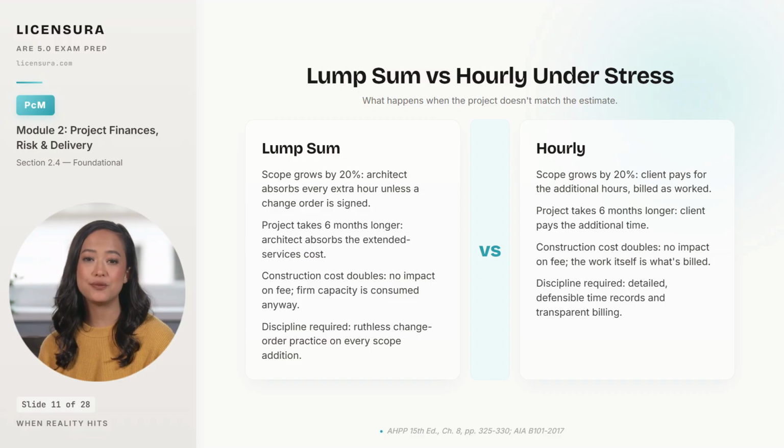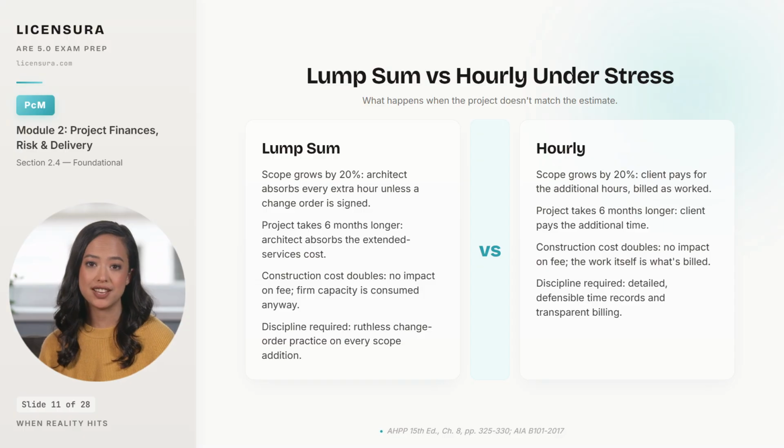The structures behave very differently under stress. Take a typical disruption. Scope grows by 20% after contract signing. Under a lump sum, the architect absorbs every extra hour unless a written change order is negotiated, which is why disciplined change order practice on every scope addition is the single most important habit a lump sum firm can build. Under hourly, the client simply pays for the additional hours as they're worked.